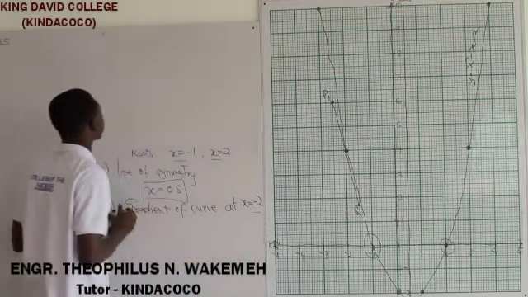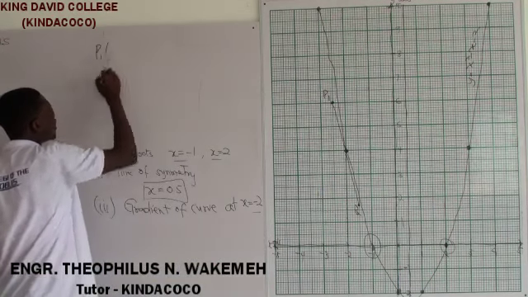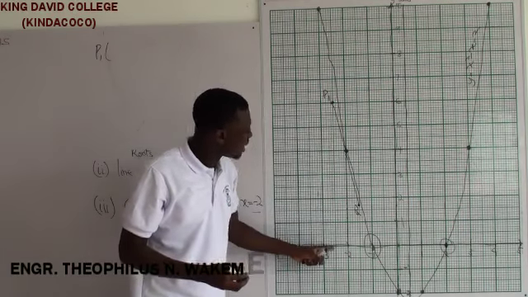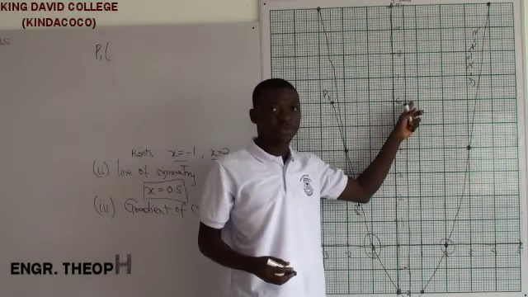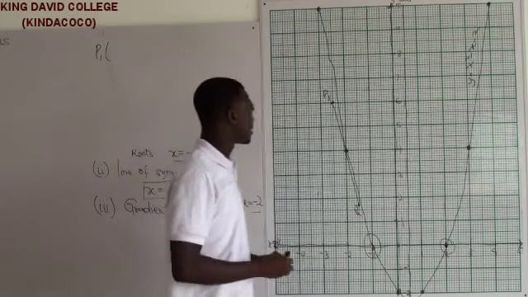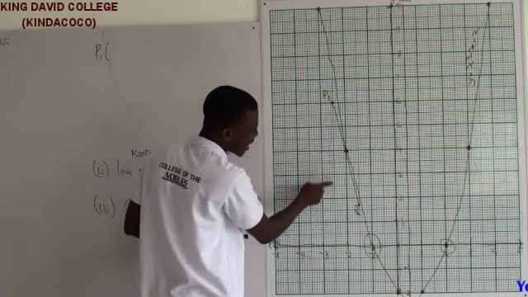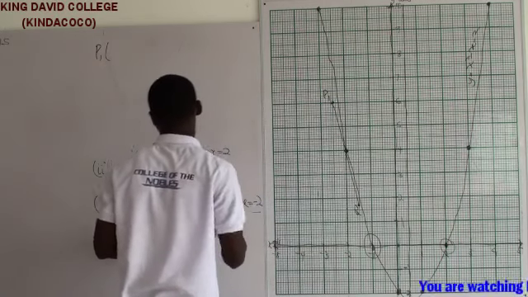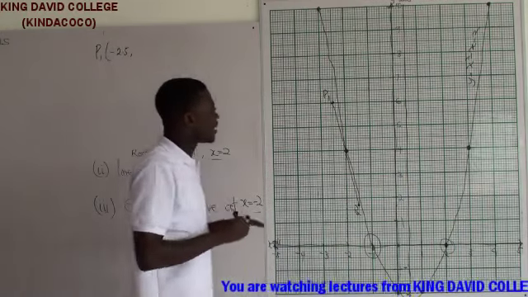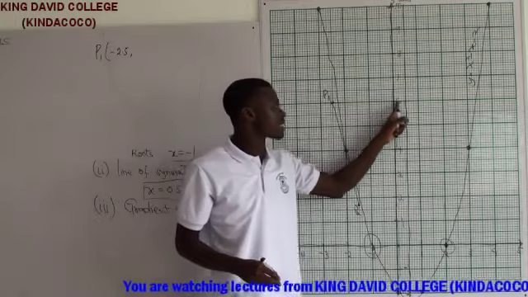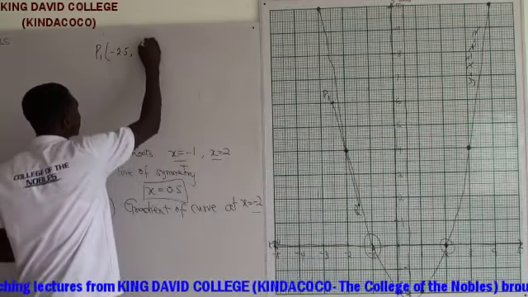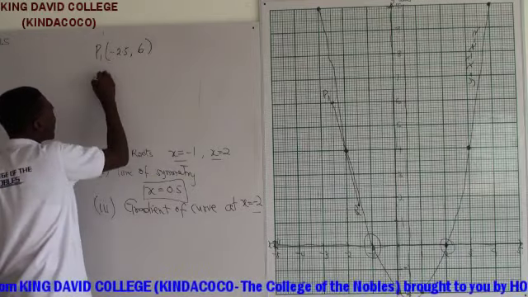So the coordinates of point P1 is what? You read the x value and then you read the y value. Okay? You read the x value and then you read the y value. So the x value for this one is, I'm having minus 2.5. So it's going to be minus 2.5. And then the y value for this is going to be what? 6. Okay, minus 2.5 and 6. That's point 1. Then I'll come to point 2.